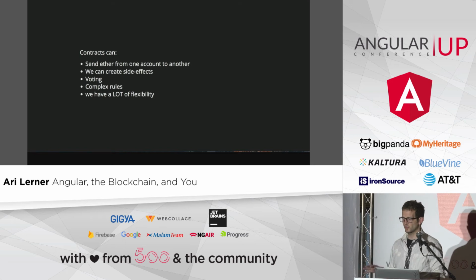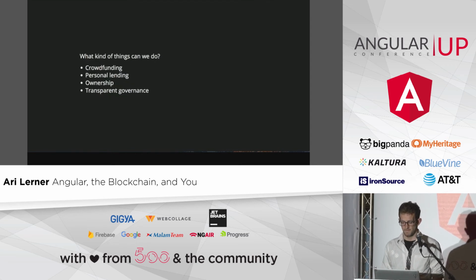They create side effects, so you can have a cascading event in one smart contract that affects another smart contract, that affects another smart contract, that affects another smart contract. Smart contracts give us a lot of flexibility, and we have the opportunity to write that, and we'll write one here in just a few minutes.